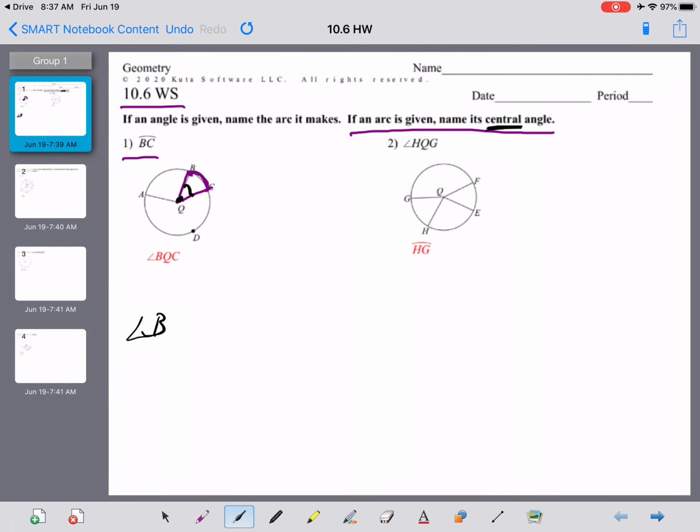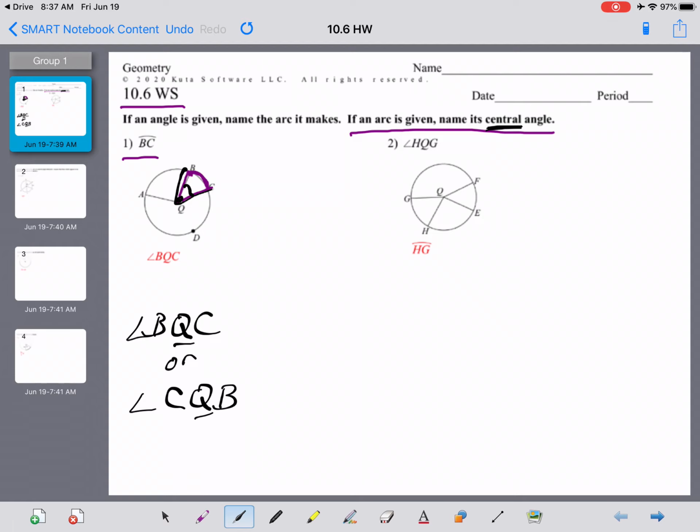So this could be angle BQC, or remember, guys, when we're naming an angle, you could just as well go the opposite direction and make it angle CQB. Either one of those would be fine. But the important thing there is that Q has to be the letter in the middle because that's the vertex of the angle. You could not name this as, say, BCQ. That one wouldn't work out.